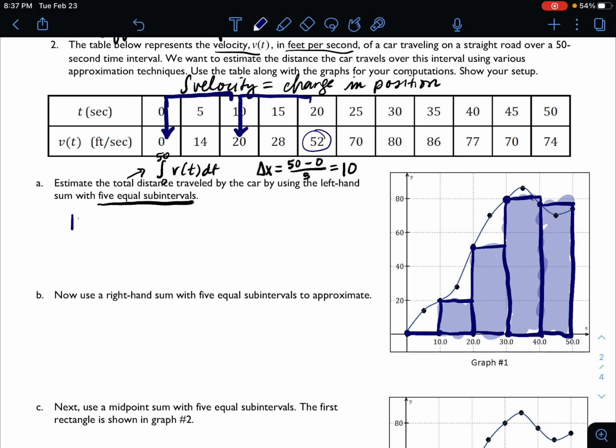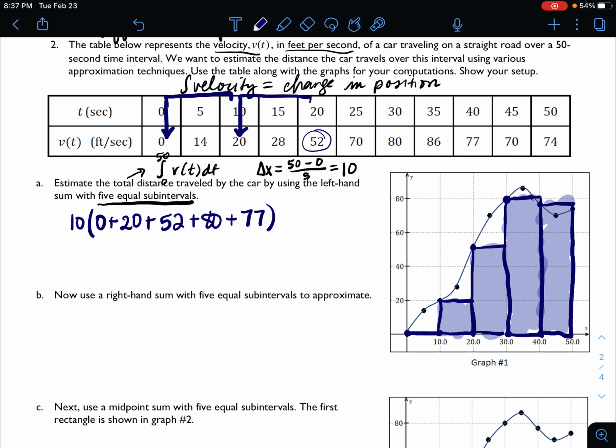So because we have an equal width, I'm going to factor out that 10. Our first height is 0. Our second height is 20. Then we have a height of 52. And then a height of 80. And finally, a height of 77.